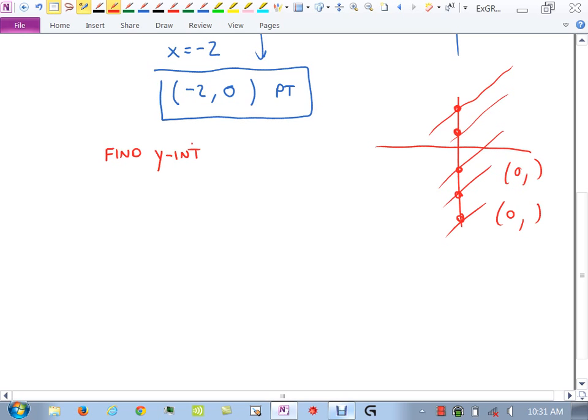I'm saying y-int is going to represent y-intercept from now on, okay? And x-int will be x-intercept. To do this, we let what be what? Let x be 0, and then you solve for what? For y.